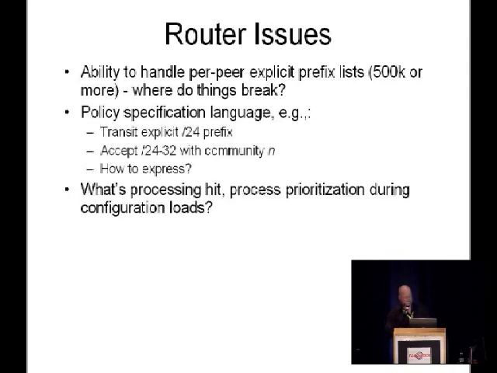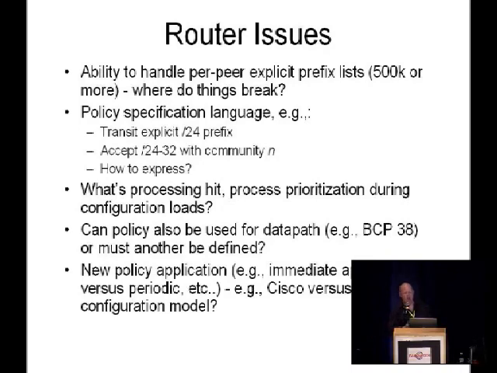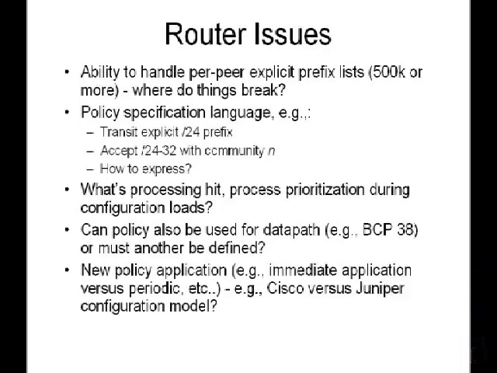Processing load, utilization, config loads, all this stuff, data path. Do you have to duplicate these routing filters for data path filters? And if you do, now you've got 2x the amount of configuration or more. And then the application of this. If I configure these things, are they immediately applied, or is it all loaded and committed at one time, so you don't leak routes? Depending on how your policy is implemented, it varies between vendors, and so this causes route stability issues on the internet.